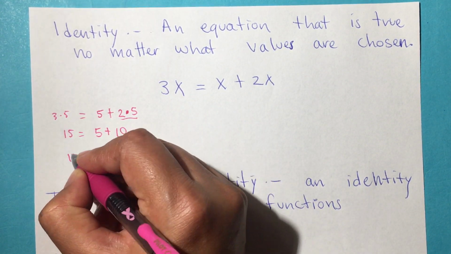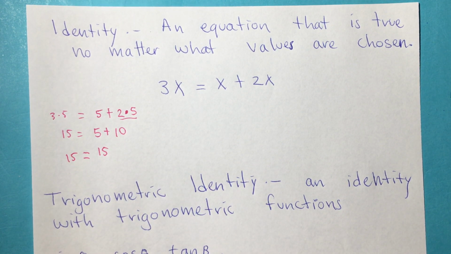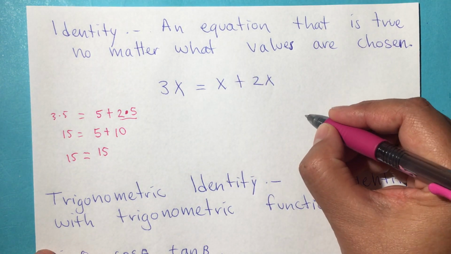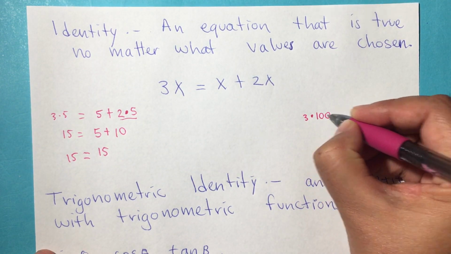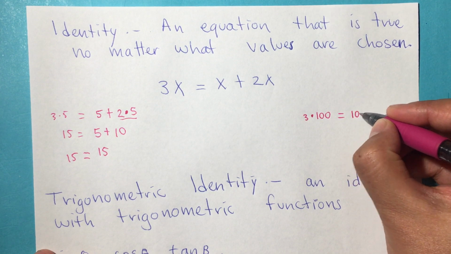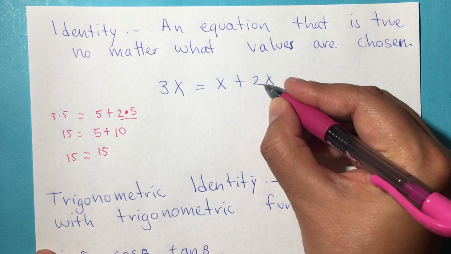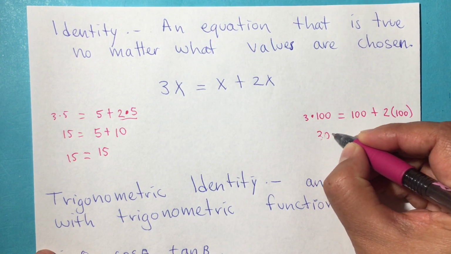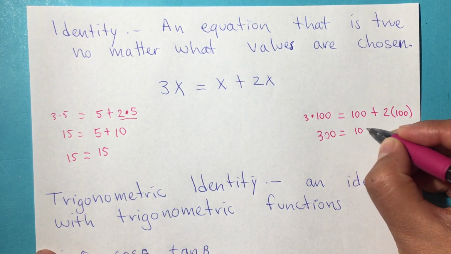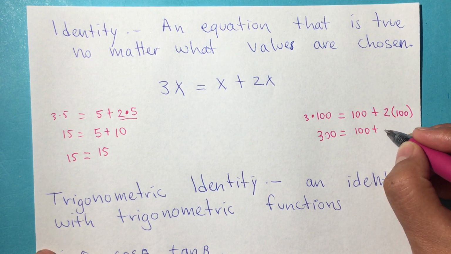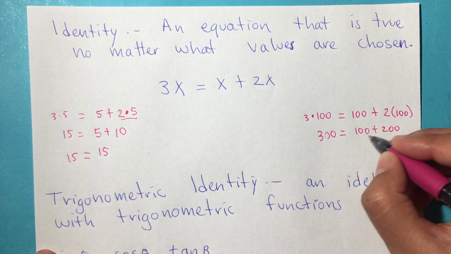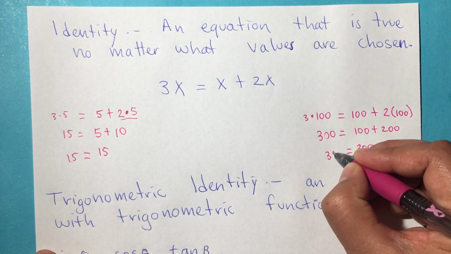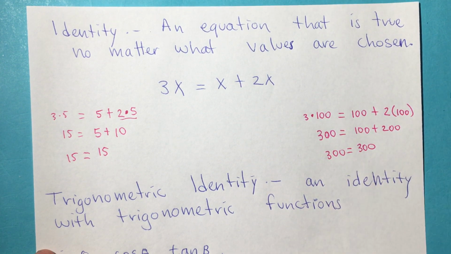So yeah, you get the same thing on both sides. That's what an identity is. Okay? If I choose, let's say, 100 for x, 3 times 100 is 300 on this side. On the other one, you get 100 plus 2 times 100, which is 200. I add those: 100 plus 200 is 300 on one side, and I already had 300 on the other one. So yeah, they are the same.